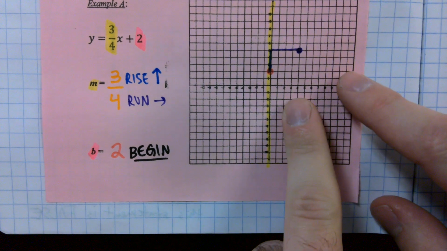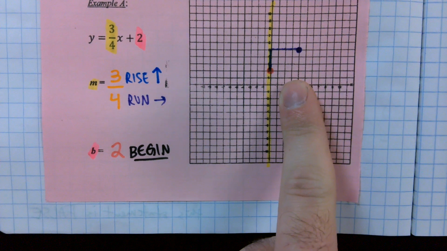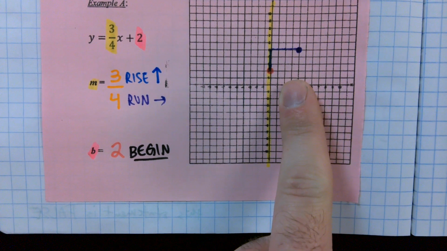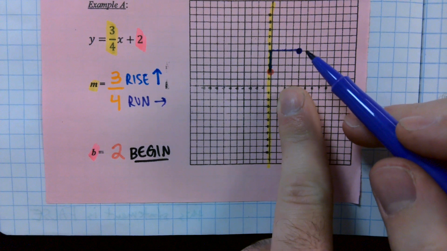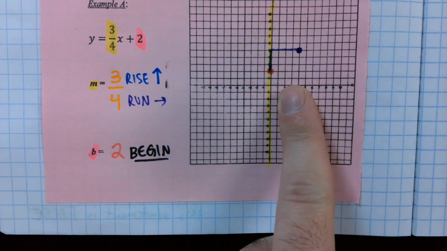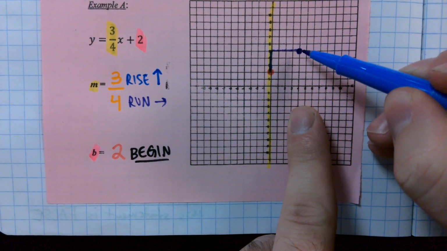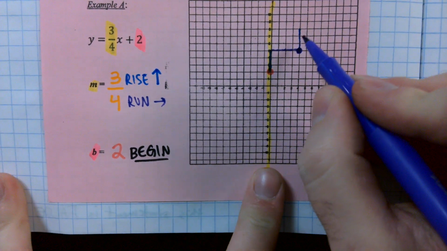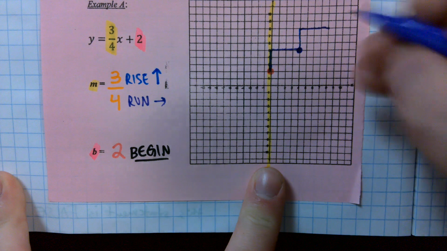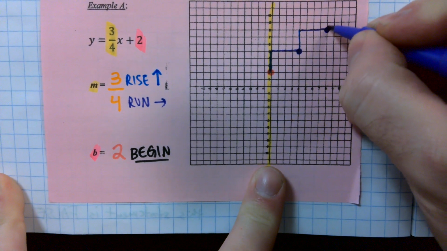Okay, guys, please stop. Give me a thumbs up if you saw what we did there. Does that make sense? Pretty easy, right? From this point now, we're going to do step 6, which is repeat this pattern. So from here, I'm going to rise 3, run 4, and make another dot.